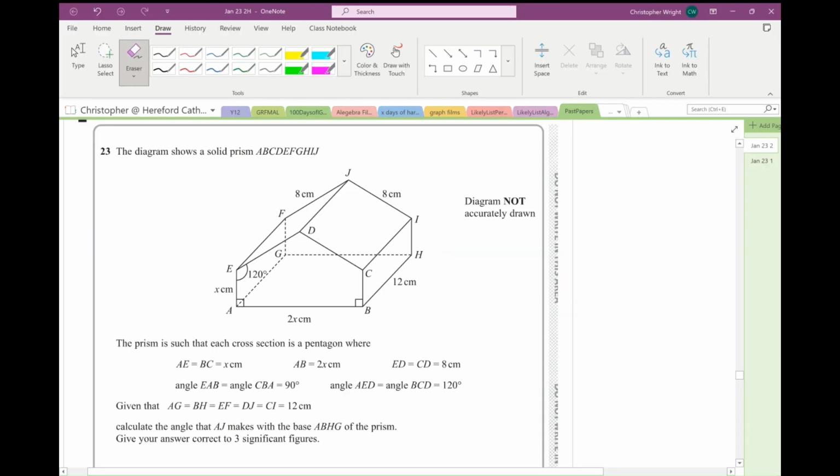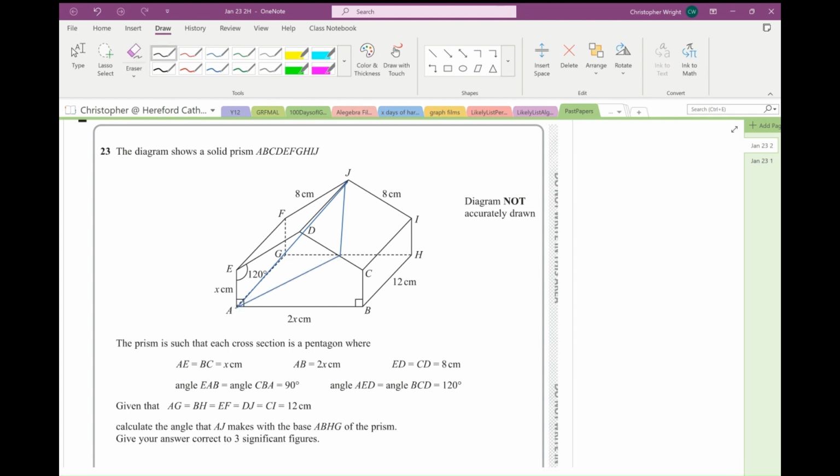23, I've got this prism here and lots of measurements and angles given to me, and I'm asked to find the angle that AJ makes with the base. So I'm being asked to find the angle between the line AJ and this line along the base, which goes halfway across GH.